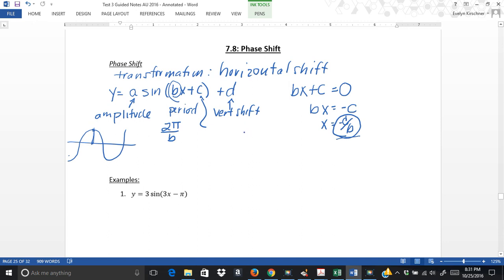And then if I look at my period, I take my period and divide that by 4. That tells me how much I'm going to move. That's my change in x for my 5 key points. So we'll use all that in some examples.